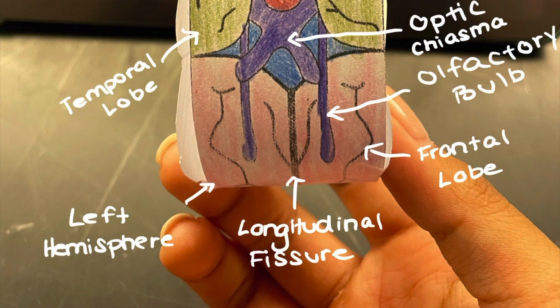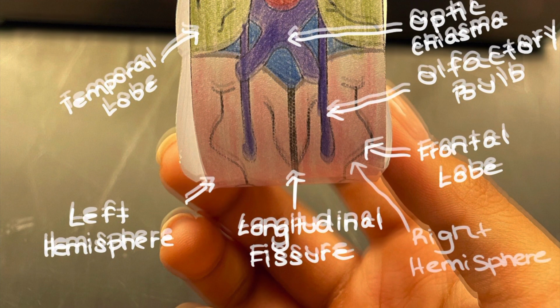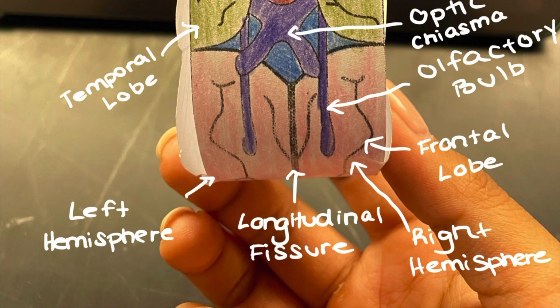Next, we have the left hemisphere, which controls speech, comprehension, arithmetic, and writing, and the longitudinal fissure, which helps with separating the brain into two hemispheres, both left and right. Next, we have the right hemisphere, which controls creativity, spatial ability, artistic, and musical skills.